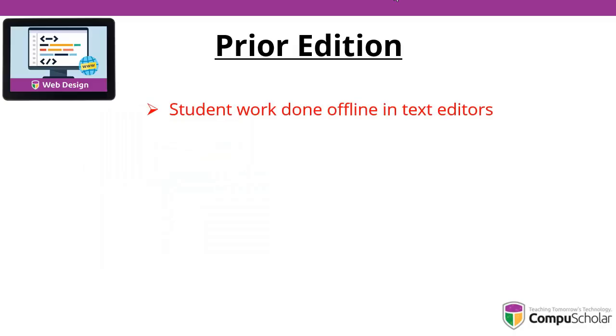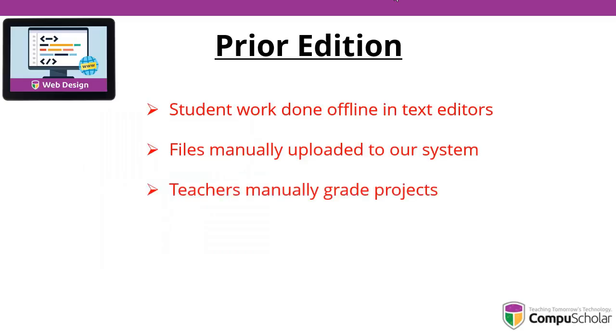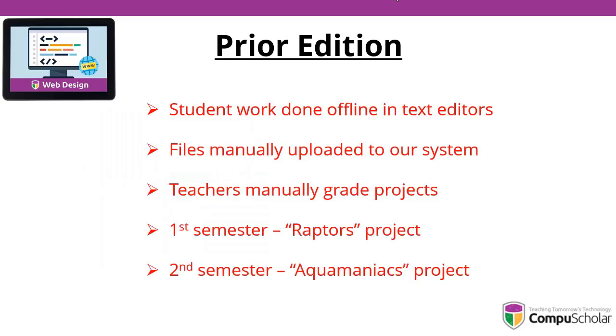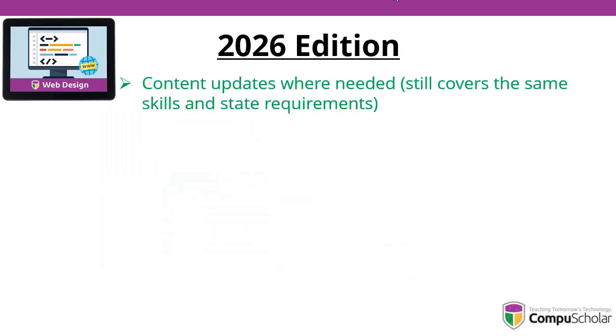One of the things you may know about the current course is that students do all of their work offline in text editors. So they'll use Notepad on Windows or TextEdit on Mac and similar tools on Chromebooks. Once students have verified their files offline, they'll upload those files to our system, and then the teachers will manually grade those projects. The current first semester is built around a long-running project called Raptors, so students will contribute small parts to that project as they go through chapter by chapter. And in the second semester, they do something similar with the Aquamaniacs project.